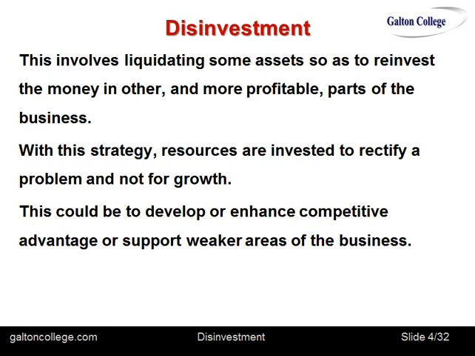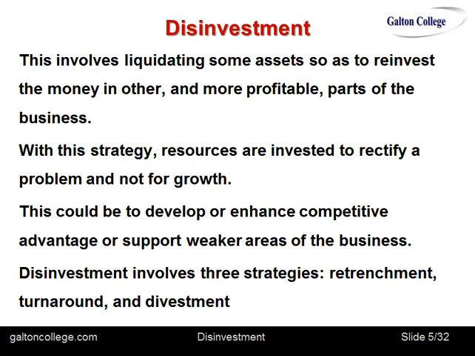So it's a total readjustment of the assets, looking at some assets which are underperforming, disposing of those and reinvesting the resources freed up by their disposal, reinvesting those resources in other more successful parts of the business. Disinvestment involves three strategies: retrenchment, turnaround and divestment. And we'll look at each of these in turn.